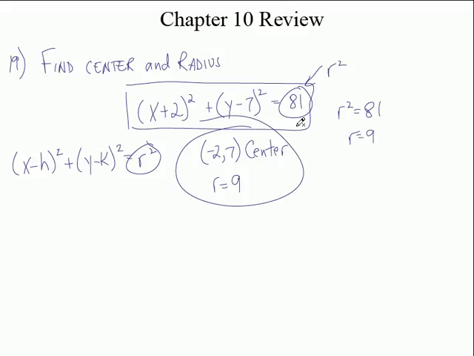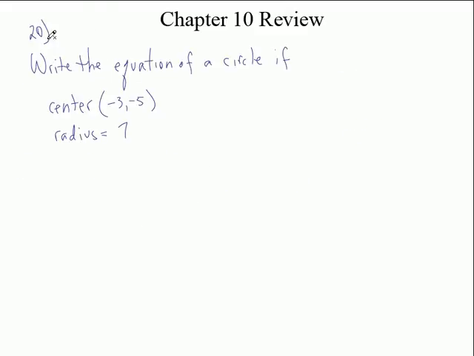Alright, so now in the next problem, we're going to go the other way. We're going to give you the center and the radius, and you've got to figure out what this formula is. Alright, here's the last problem of this chapter. Write the equation of the circle if they give you the center and they give you the radius.